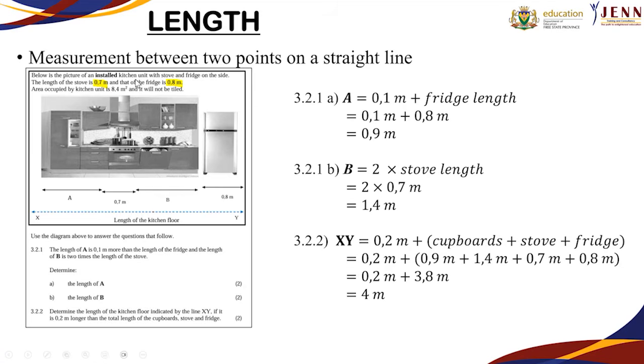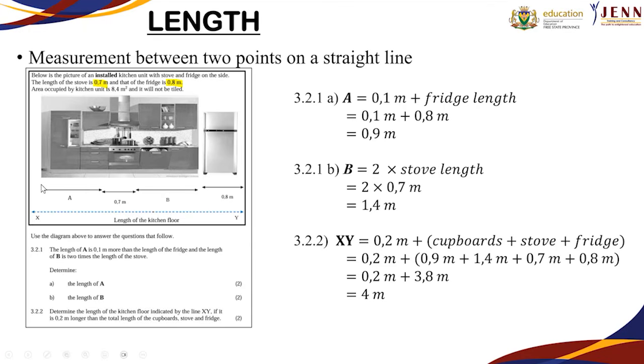Below is the picture installed in a kitchen unit with a stove and fridge on the side. The length of the stove is 0.7 meter and that of the fridge is 0.8 meter. The area occupied by the kitchen unit is 8.4 square meters and it will not be tiled. One thing about our papers, they also give you a picture so that you can know what the question is talking about. So what I see on this picture, there's a kitchen unit.